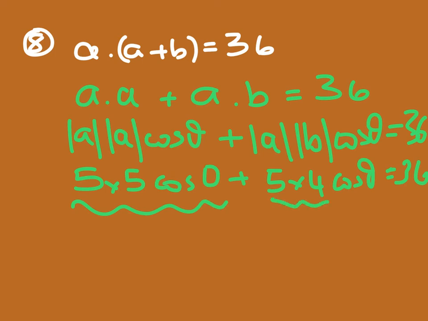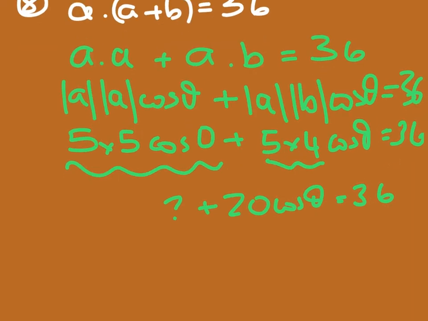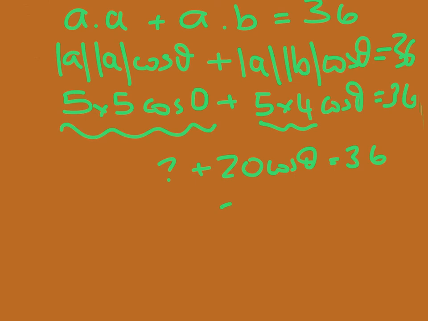Now if you work all this out here, you'll get a number. 5 times 4 is 20. So you'll have a number plus 20 cos theta is equal to 36. And then if you do a wee bit of rearranging, you can get 20 cos theta equals something, cos theta equals something, and therefore theta equals something. And that's how you work out the missing angle.